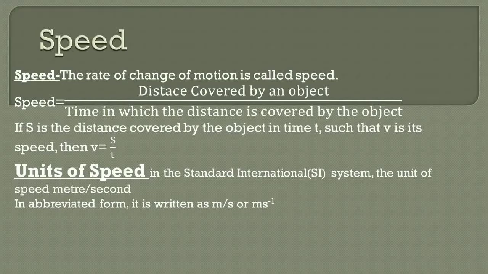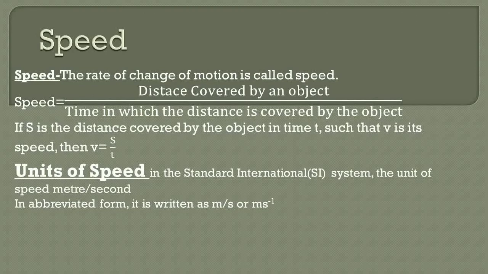Okay, so in that way we got the formula v = s/t, where v is the speed of the moving body, clear? s is the distance covered by that moving body, and t is the time in which that distance is covered by this moving body. So this is the formula to find the speed, which is very useful in numerical problems.